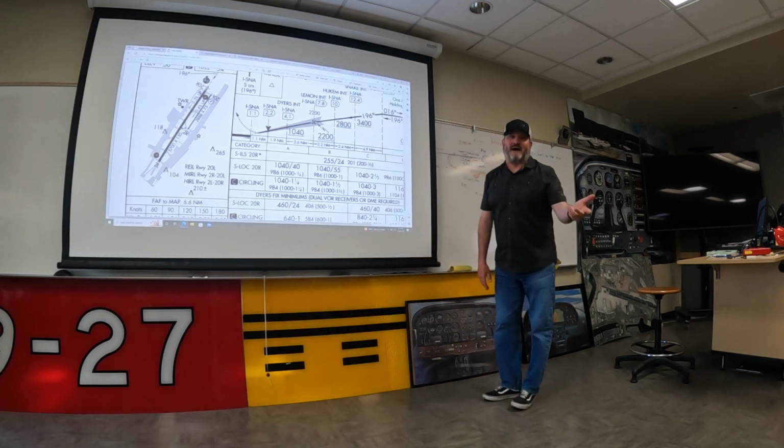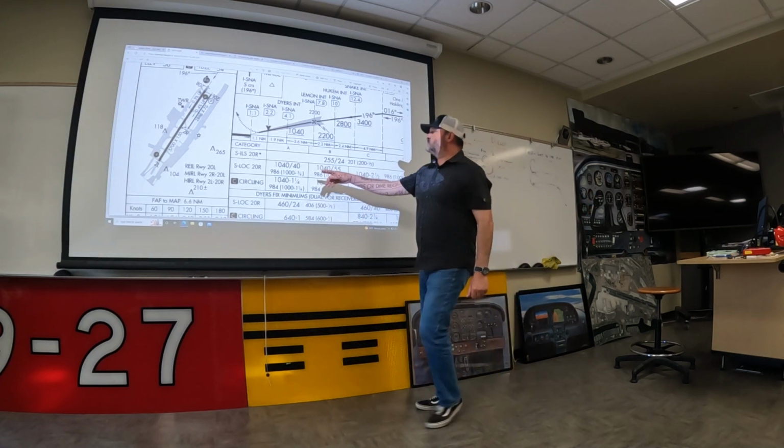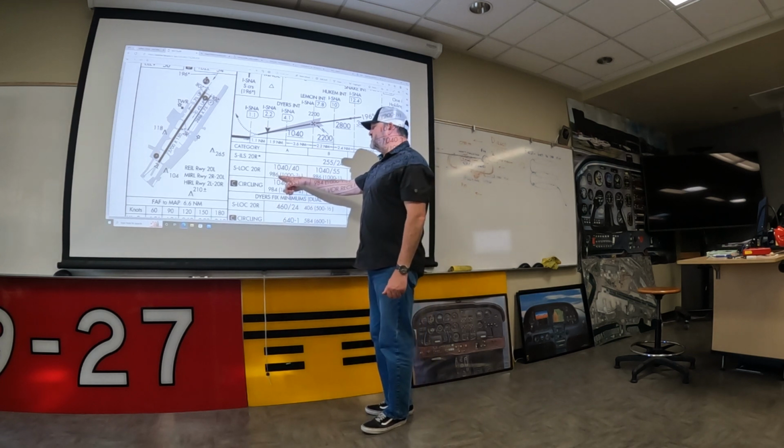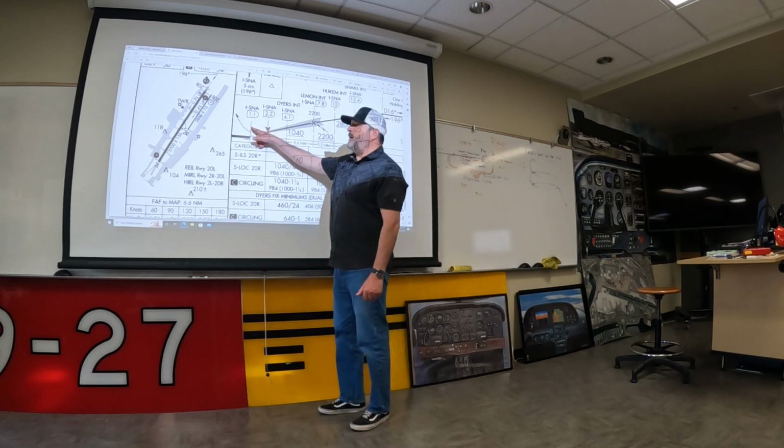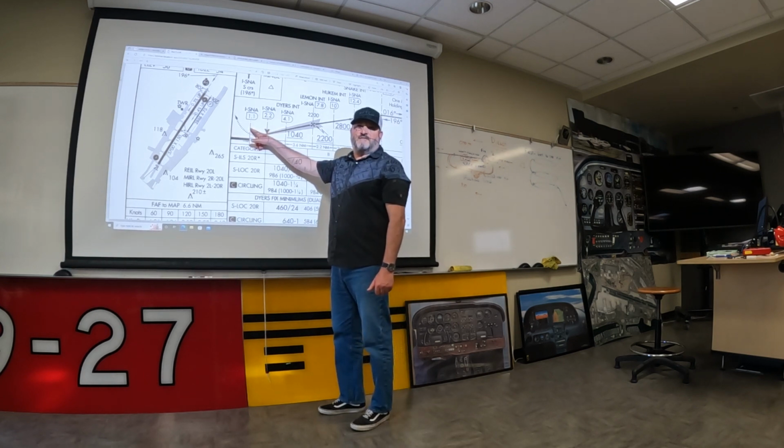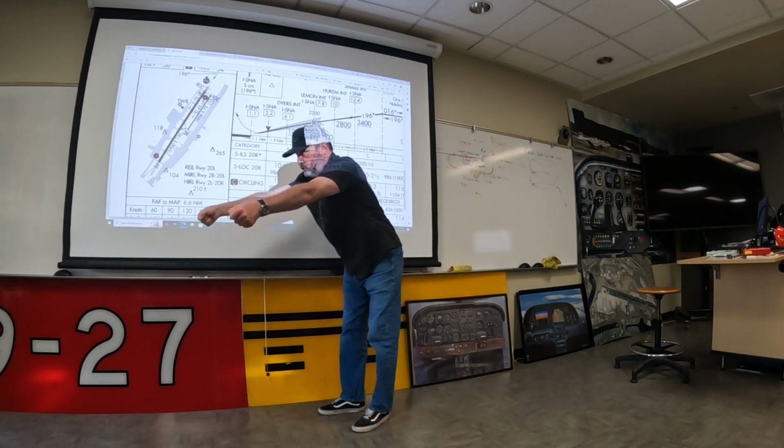Here's what people have done in the past. 986 feet above the ground, 1040 MSL. I'm at 1.1, there's my missed approach point. Hey, look, I can see the runway.